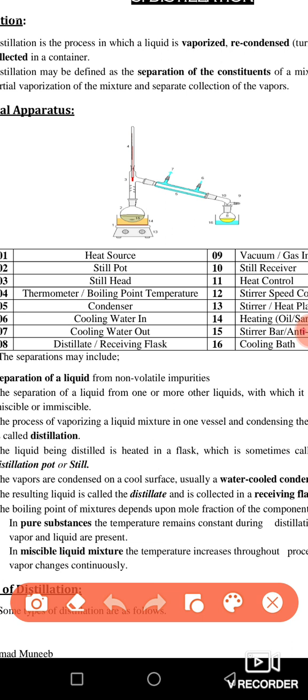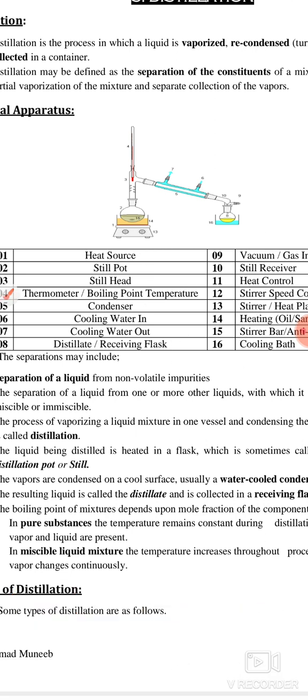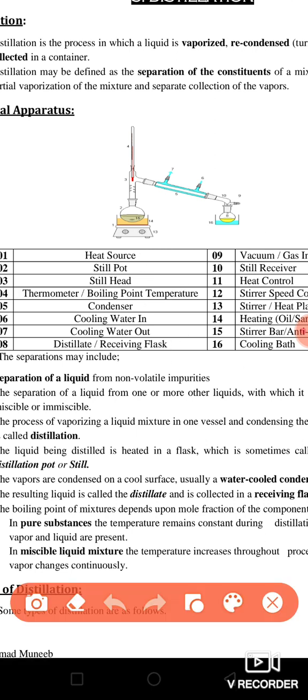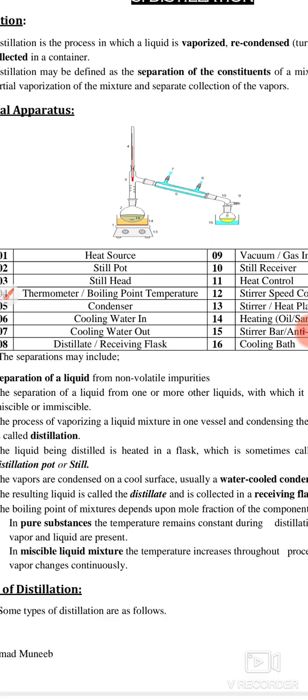You need an energy source, heat source, still pot, still head. You need a thermometer to measure the temperature, you need a condenser, you need a receiving flask for the distillate, you need a vacuum pump, receiver, heat controller, stirrer, heating material, and you need a cooling bath. So all these things are really needed. And approximately, this is a cooling bath, which cools your distillate.